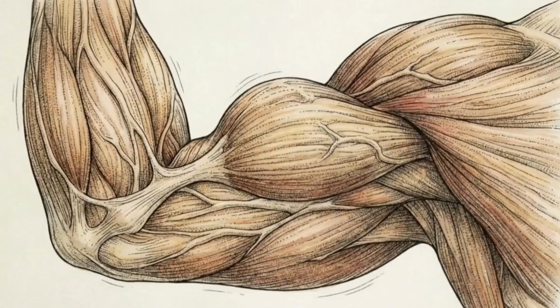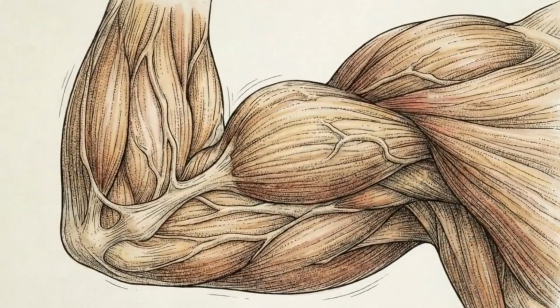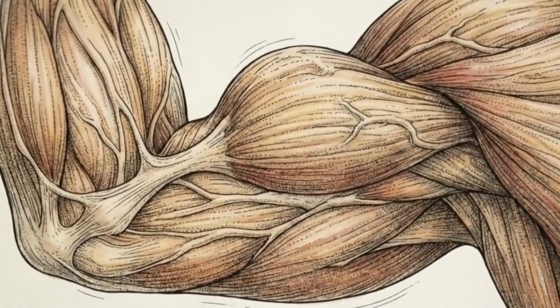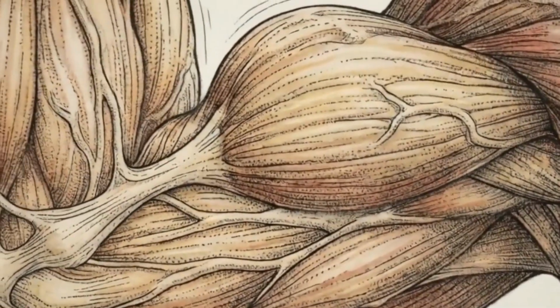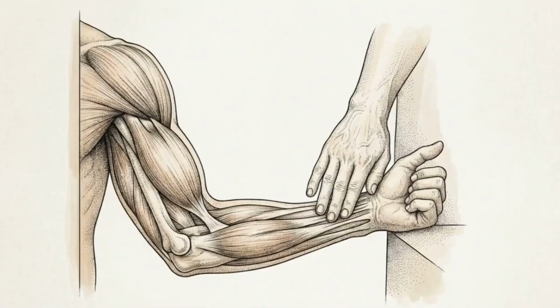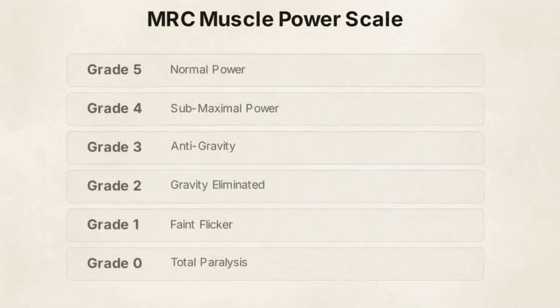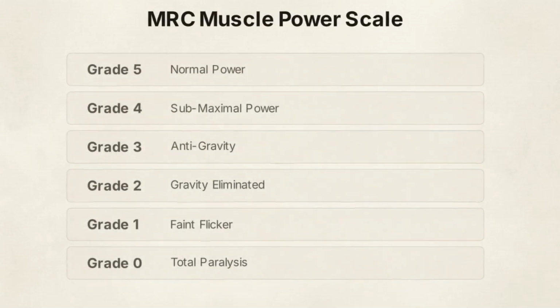The final stage of the motor exam focuses on power. This is the direct stress test of the neuromuscular junction and the contractile tissue itself. Power is tested systematically using isometric contraction. The patient holds a joint's posture while the clinician attempts to break their hold. The Medical Research Council, or MRC scale, is the standard objective language for quantifying muscle weakness.